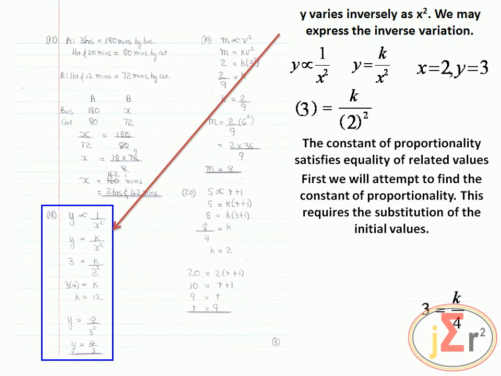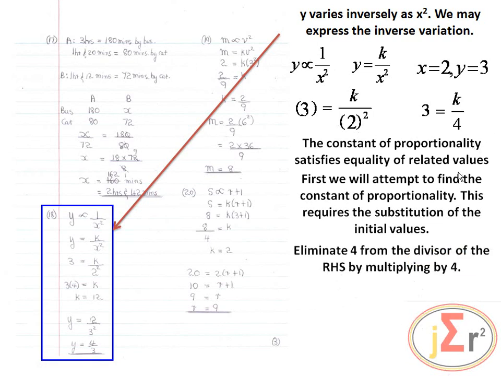And what is the result? 3 remains on that left hand side. K, numerator, 2 squared is equal to 4. 2 times 2 is equal to 4.